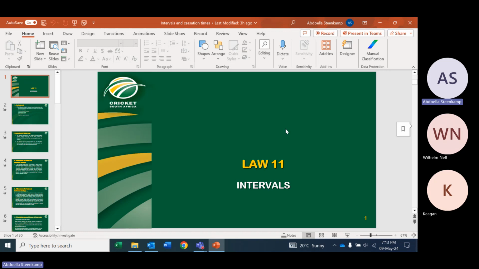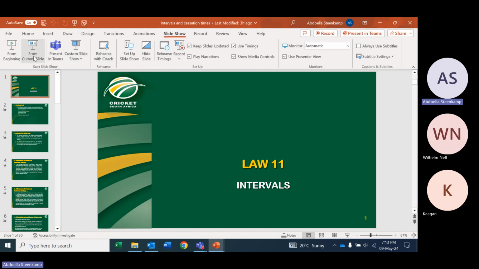I'm also going to focus on Law 12 about cessation times. When do you call stumps? When don't you call stumps? When do you play on? When don't you play on? But we'll get there when we get to Law number 12.